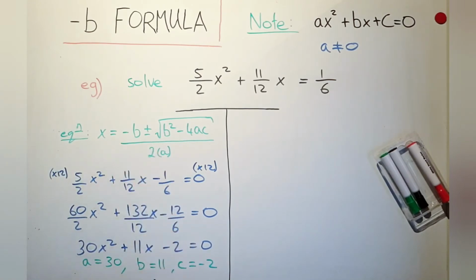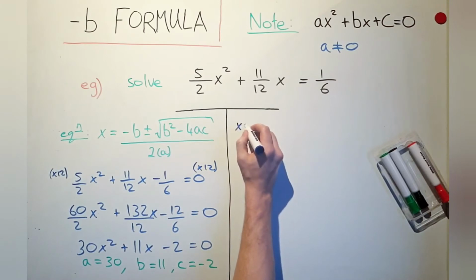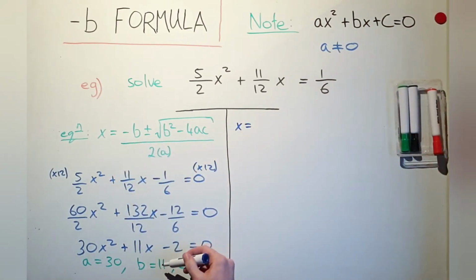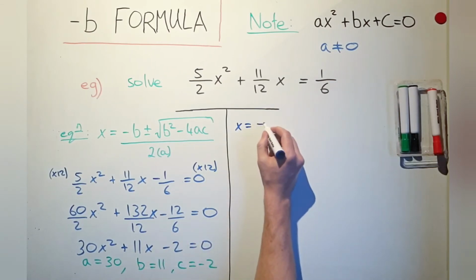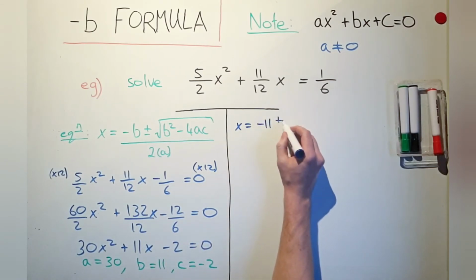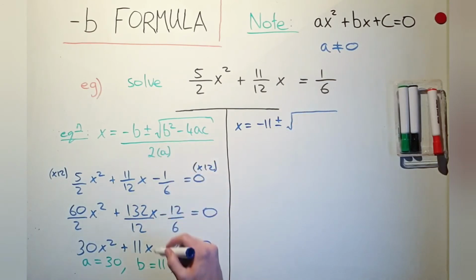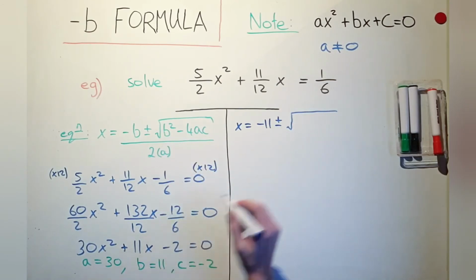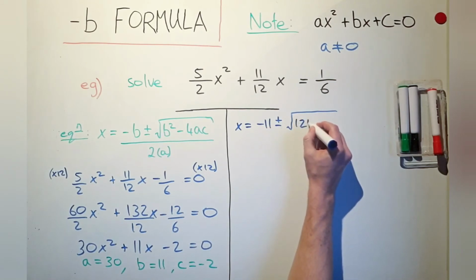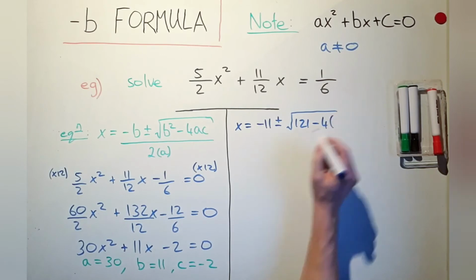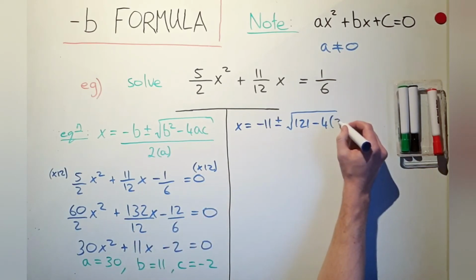Okay, so now let's use the minus b formula. X is equal to minus b, and we know that b is 11, so that's going to be minus 11. And then we have the plus and minus. We have b squared, so that's going to be 11 squared, which is going to be 121. So that's 11 squared. And we have a minus 4, and our a value is 30.